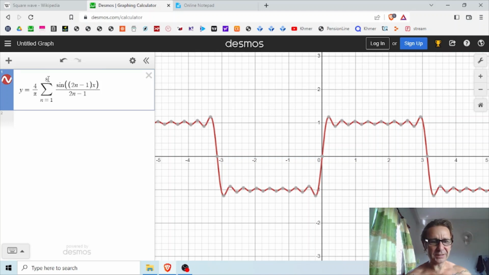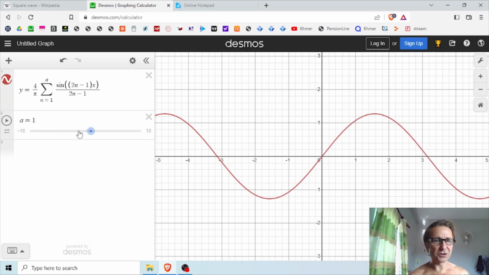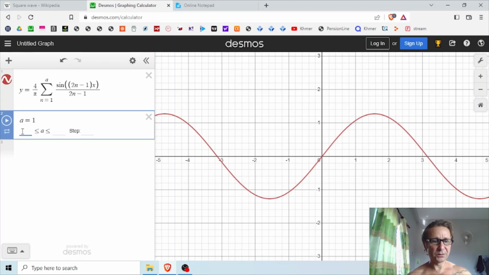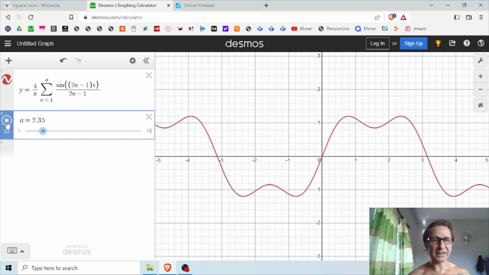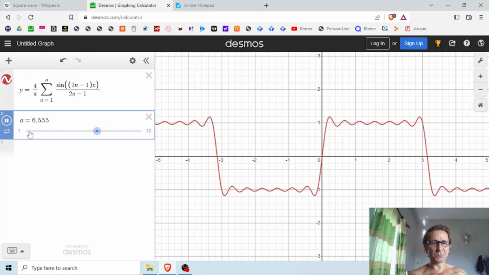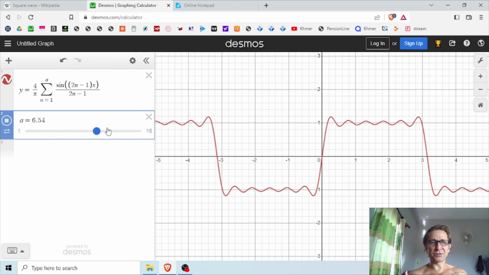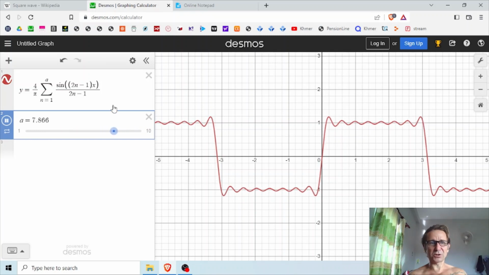And rather than having that set to some hard number, I'm going to put a variable in and just let it slide between 1 and, I don't know, let's say 10. And so you can start off when we've got no harmonics there. When A's at 1, we just get the first fundamental harmonic. Now let's press play. And as you can see, that sliding bar is just adding more and more harmonics. So as it increases up to 10, we get closer and closer to a square wave.